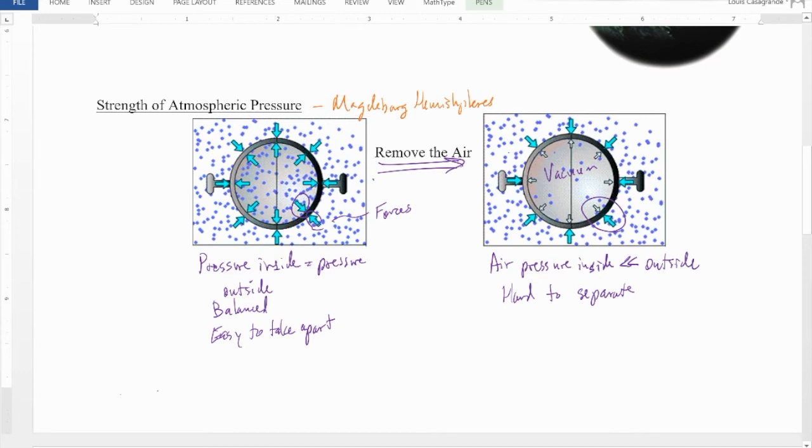Now, I've calculated that the surface area of the hemispheres in the video and in lab is about 20 square inches, give or take. This is a rough estimate. And if I multiply that by, again, roughly 15 pounds per square inch, what I end up getting is a force of 300 pounds that you would need to separate the two spheres. And that's a pretty high force. So just pulling on it like the two men were doing is not going to be enough.